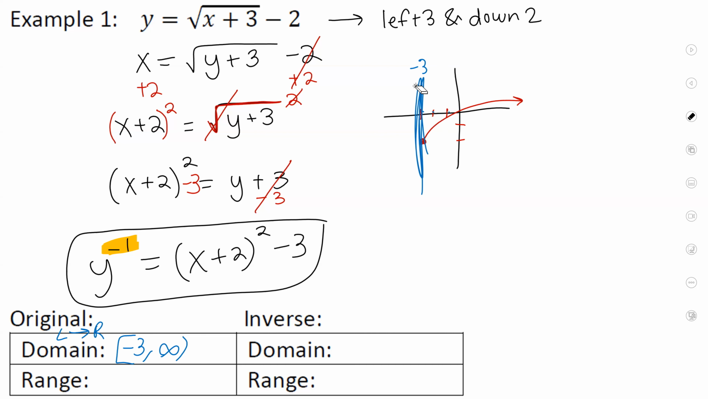Okay, now let's talk about the range. How do you read the range? It is -2, but how do we read it? Where do you start? Yes, bottom to the top. Thank you, Jaden. Bottom to the top. So here's the bottom, and that's at -2. So your range will be -2, and it goes up. So infinity.